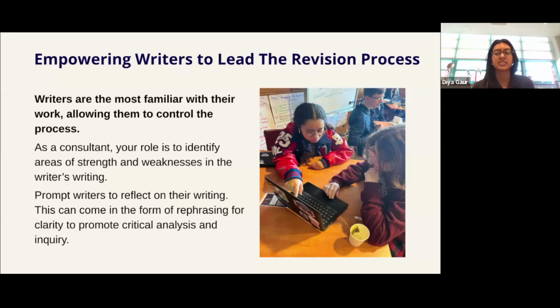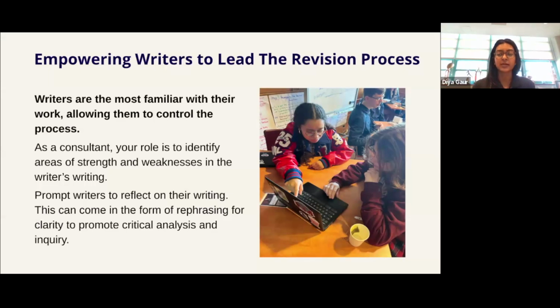And so a lot of the time it's easy to assume that a consultant's job is to correct mistakes, but that's not really what we're here for. Instead, we're trying to identify the areas of strength and the areas that need further development in their writing. And so we want them to recognize the patterns in their own work. One of the most effective ways to do this is through conversation.